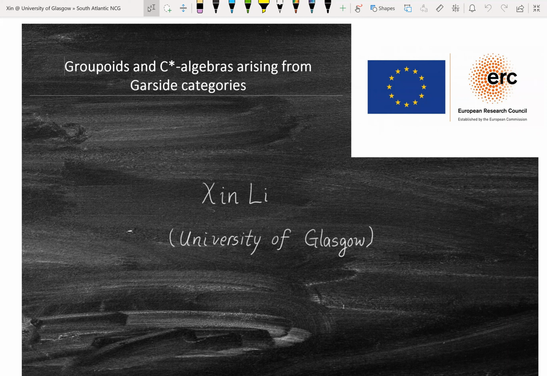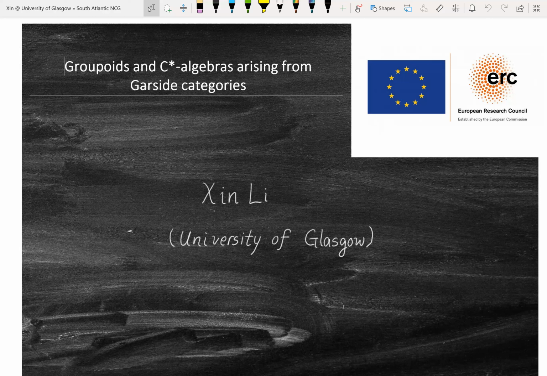So what I would like to do today, essentially, the goal is to present or discuss a class of examples of groupoids and C*-algebras, which are constructed from these so-called Garside categories. These Garside categories, or more general Garside structures, arise naturally in algebra and geometry. But the surprising observation is that actually they explain or sit behind many of the constructions we know in C*-algebras as well. That turns out to be the case.